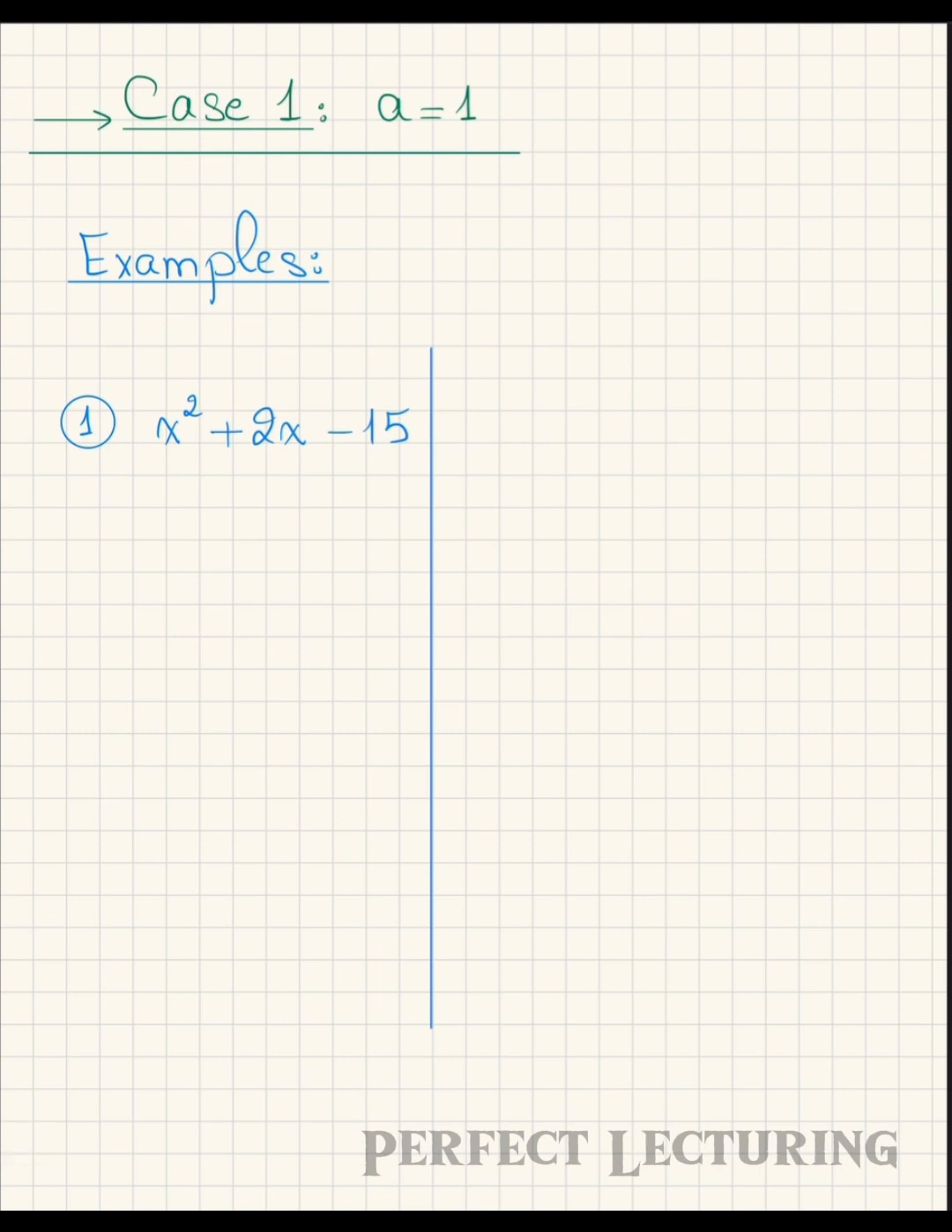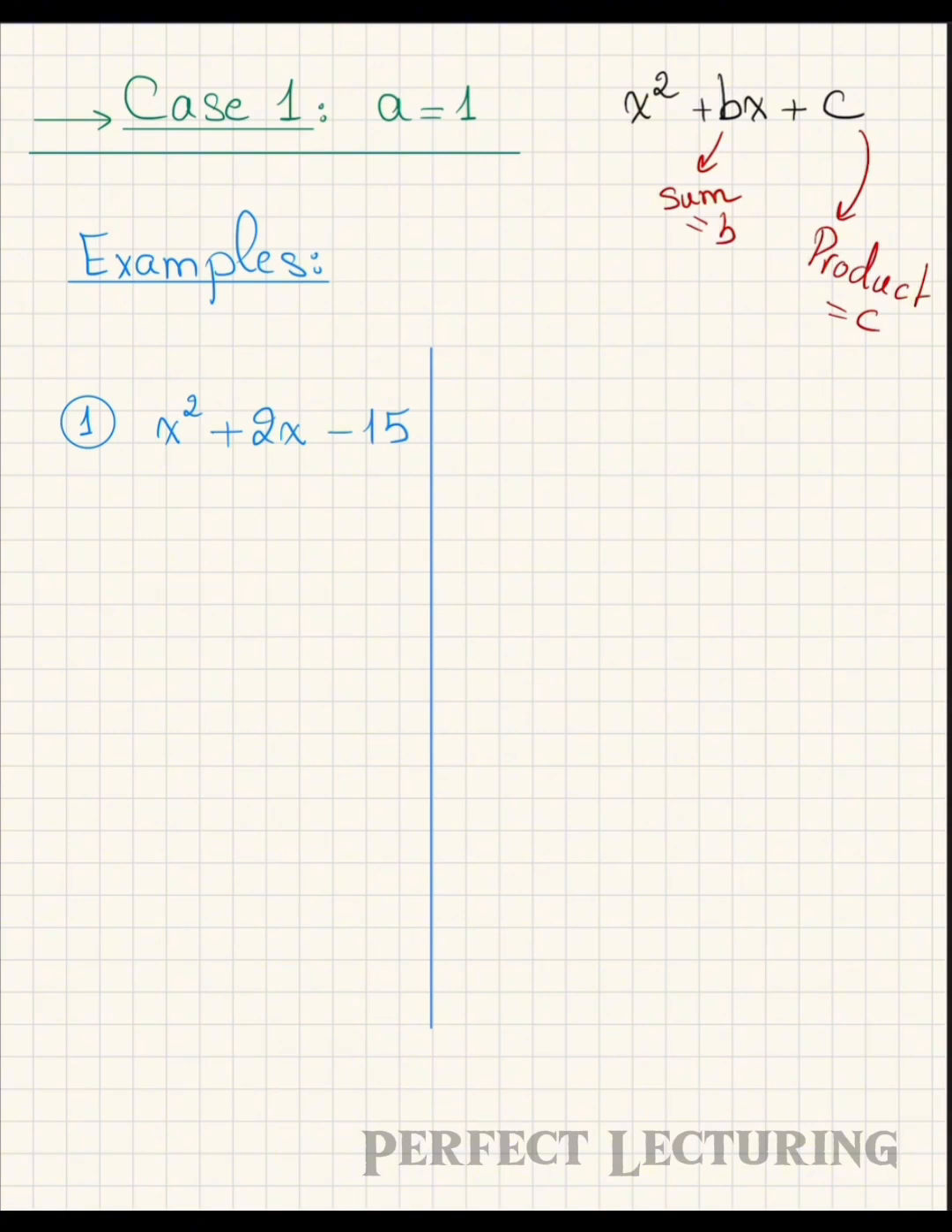So how do I do that? Here I have to apply the idea of the sum and product. Always keep in mind, whenever you have x squared plus bx plus c, the first step is to look for two numbers whose sum is equal to b and whose product is equal to c. That is always the case. So always I have to first find two numbers whose sum is equal to b and whose product is equal to c.